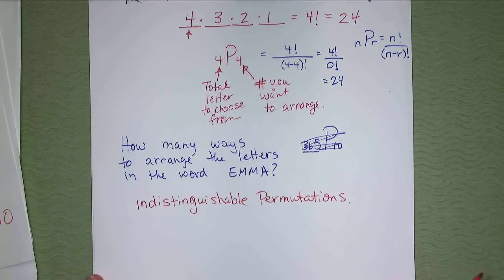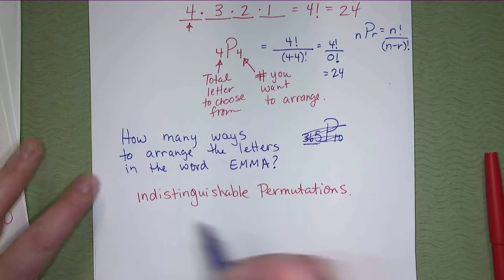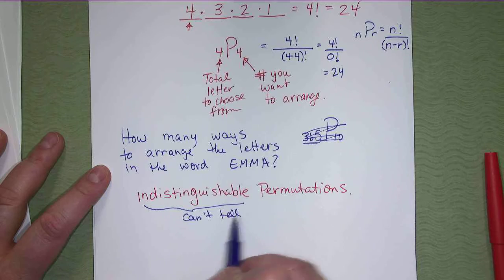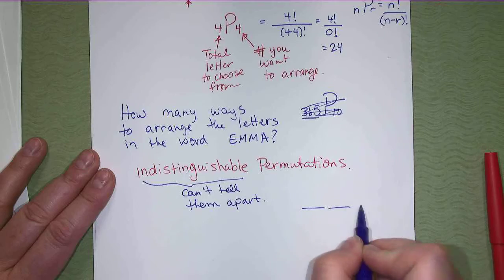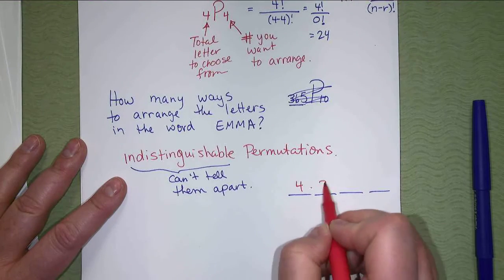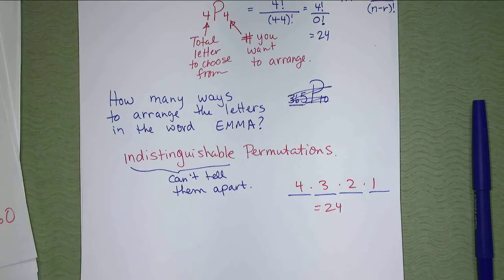Try it again. So indistinguishable means you can't tell them apart. That's what that word means. So there are 4 letters that you're arranging. So 4 times 3 times 2 times 1, but this is 24, and that's too many. How many of those look the same?